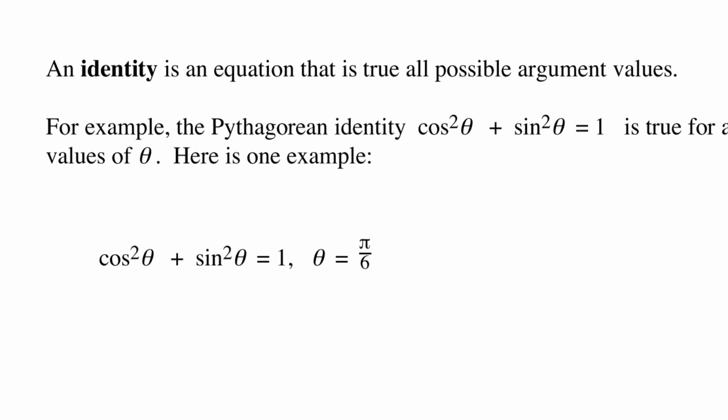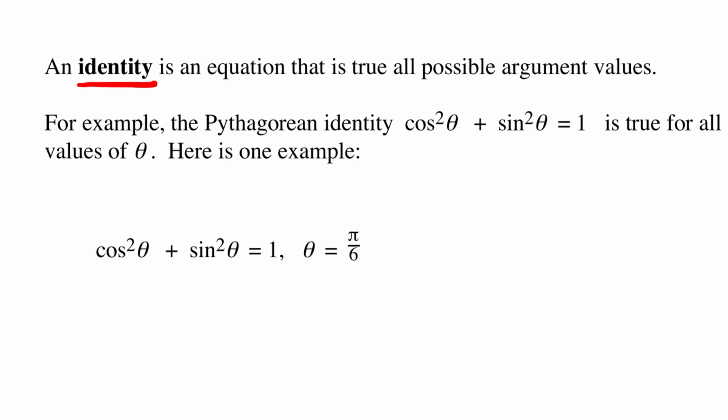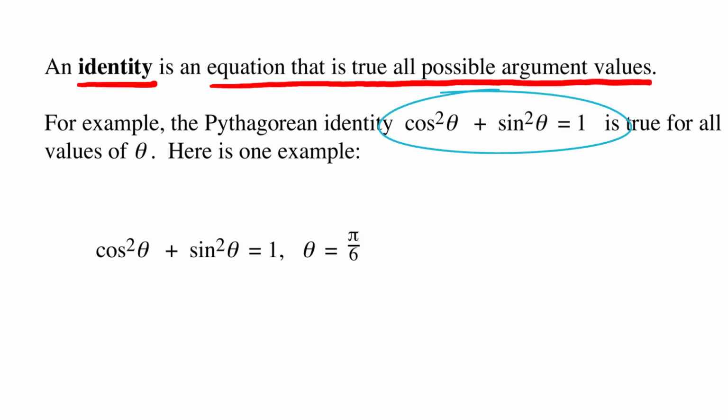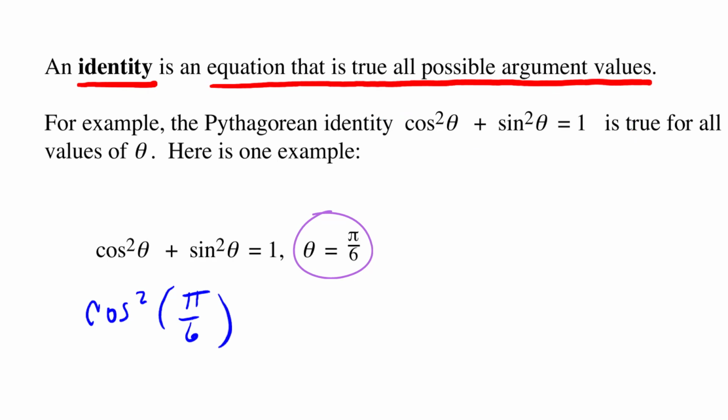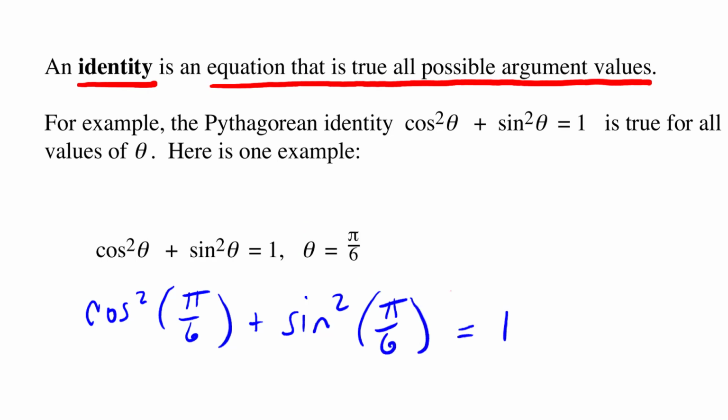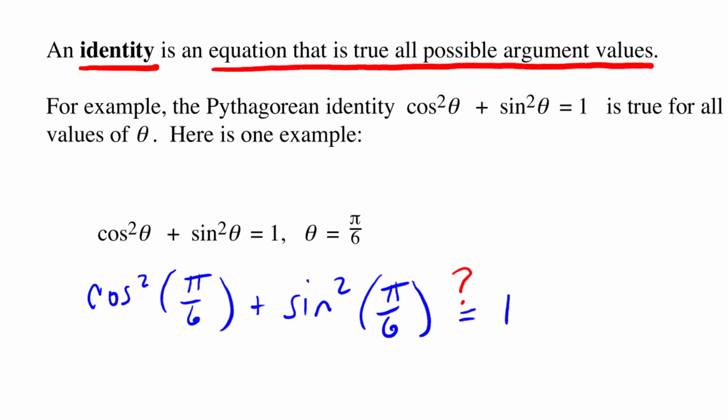So an identity that we've seen is an equation, and the equation is true for all possible argument values. Now we're familiar with the Pythagorean identity, cosine squared plus sine squared equals 1, and let's show that that's true when theta is equal to pi over 6. We put pi over 6 into theta, and we see cosine squared of pi over 6 plus sine squared of pi over 6 equals 1. And we put a question mark to say, well, is it equal to 1?